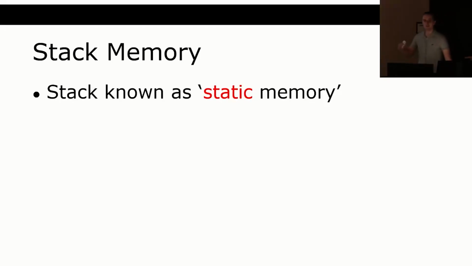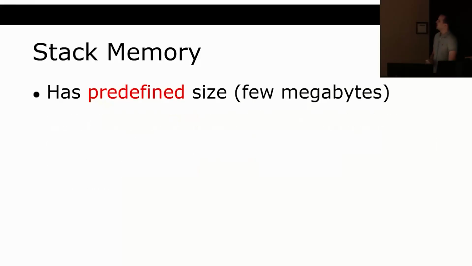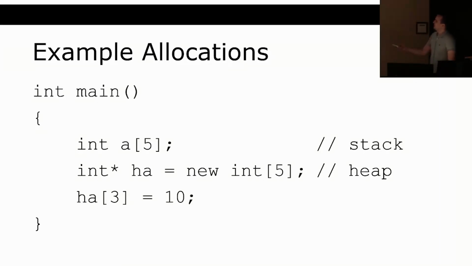So the stack is also known as static memory. It is the opposite of dynamic memory because the size of anything that you put on the stack has to be known at compile time. So it's static. All stack memory allocation sizes need to be known at the time that you compile your program. So back here, where I did int a[5], you cannot do that with a variable which may change. You can do it with a const variable, I believe. Don't hold me to that, though.